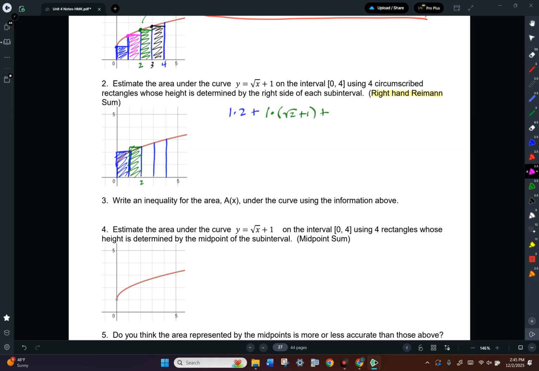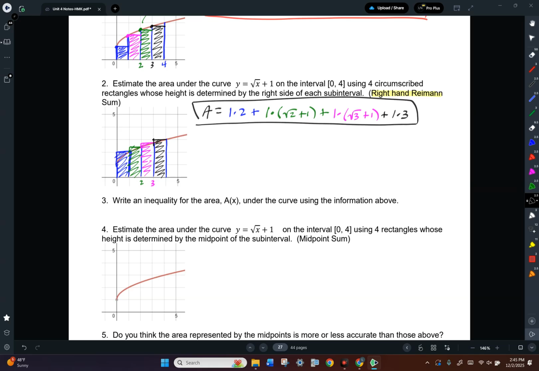And then the third rectangle, if I use the right side, that height is determined by x equals 3. So it's going to be 1 by square root of 3 plus 1. And then for the final rectangle, if I use the right side to determine the height, that one's based on x equals 4, which actually comes out evenly to be a 1 by 3. Okay, so this is my area using the right side to determine the height.